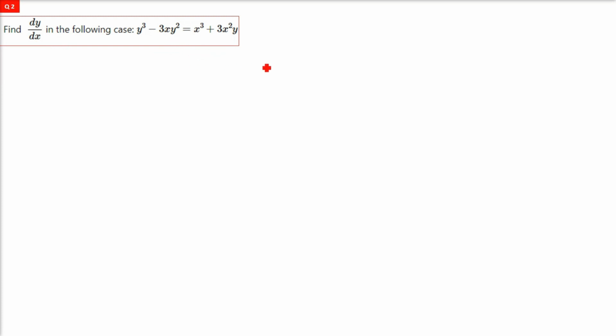Now differentiate this one, so we have y cube minus 3x y square, and this is equal to x cube plus 3x square y. So what is this y cube? Differentiation of y cube is 3y square, because it is not x, please remember. If it is x, then it will be simply 3x square. It is not x cube, because we are differentiating with respect to x. So this y cube is going to be 3y square, and then dy by dx.